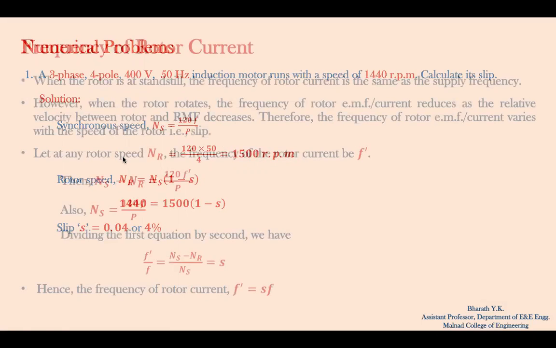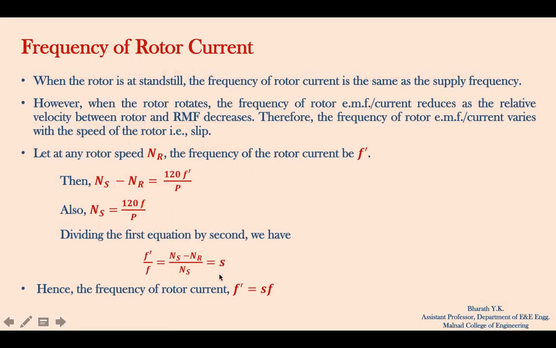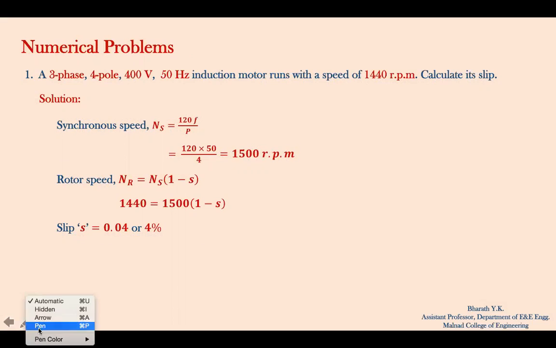To obtain the equation for rotor speed, we have to consider this particular equation, and simplifying it with respect to nr, we will get nr is equal to ns into 1 minus s. The rotor speed is 1440 RPM. The synchronous speed is 1500 RPM into 1 minus s. Therefore, the slip obtained is 0.04, or in percentage, it is 4%.